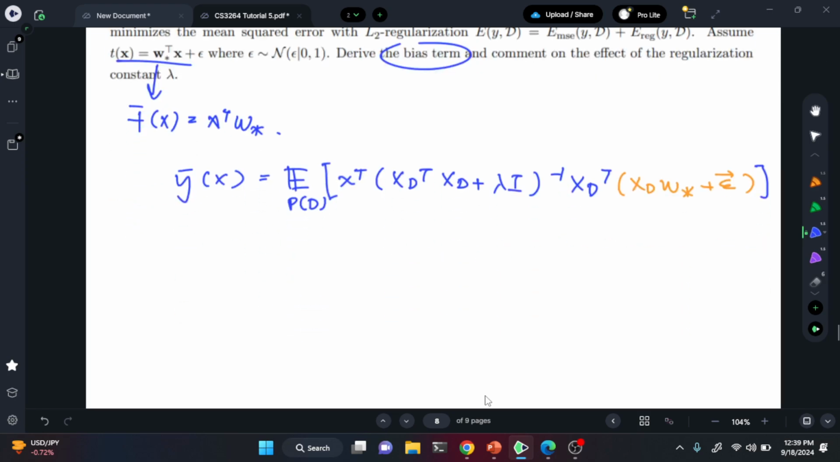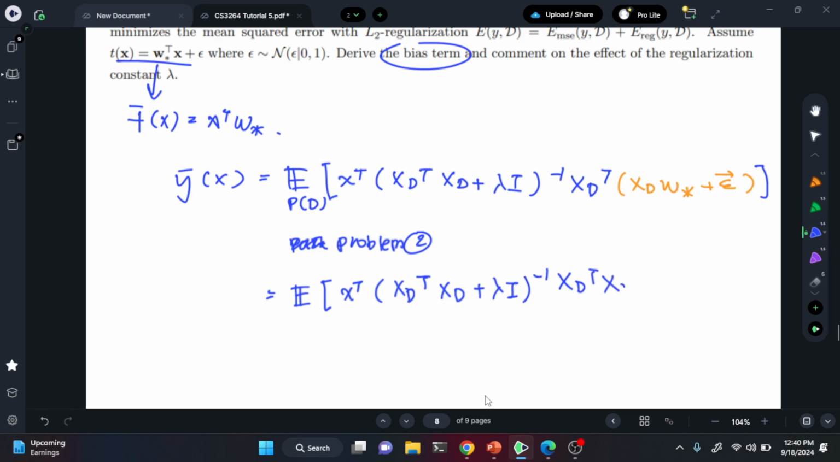Okay, so from problem 2, we have shown that I can actually just decompose them. I separate out the epsilon factor, then the second term will go to 0. So that one I will not rewrite again. Basically, I can just cut off the lambdas here. Then now this will just be small x^T, capital X^T X plus lambda I inverse X^T X w star.